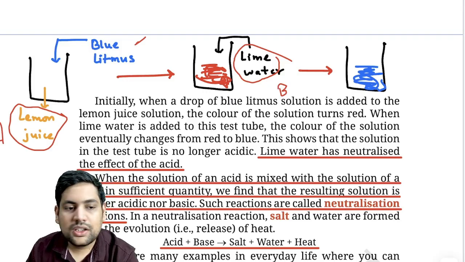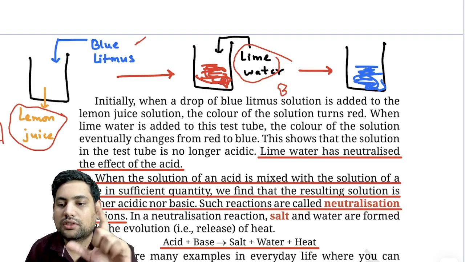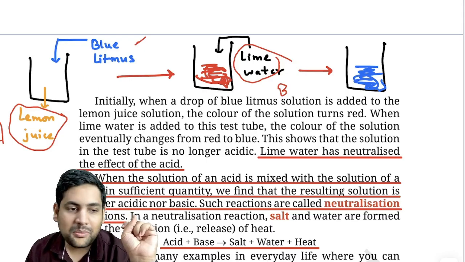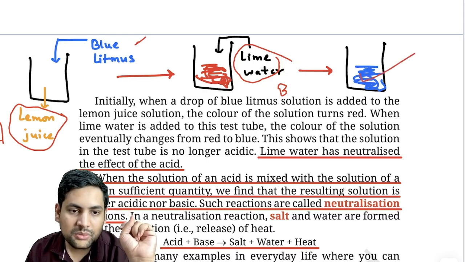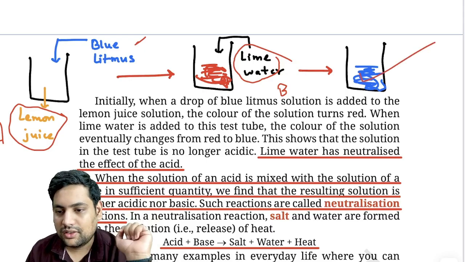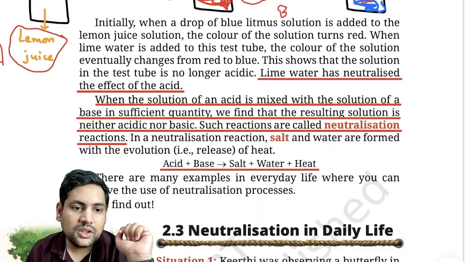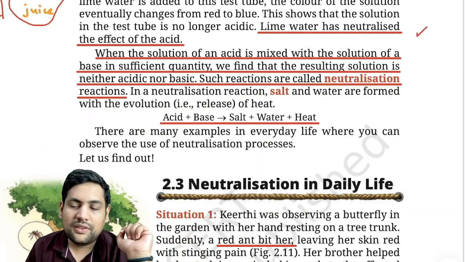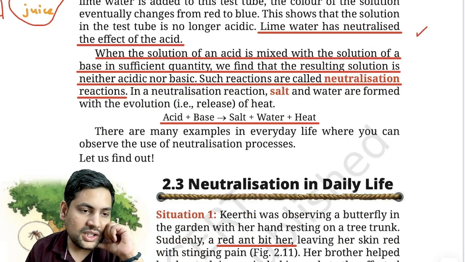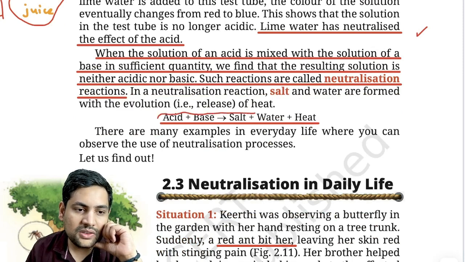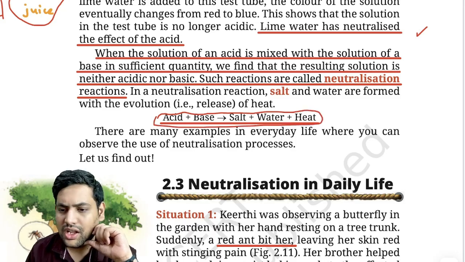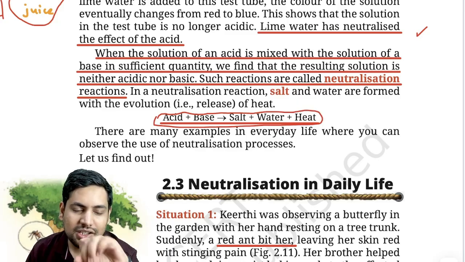Now what will happen? Lime water is basic, this is acidic, so they will neutralize each other. Once they neutralize, what will happen? The original color of the blue litmus is what you will start seeing. Understood? So lime water has neutralized the effect of the acid. Now this is the reaction. Any acid, plus you add base in sufficient quantity, it becomes salt plus water plus heat. The reactions we are not getting into at this level.